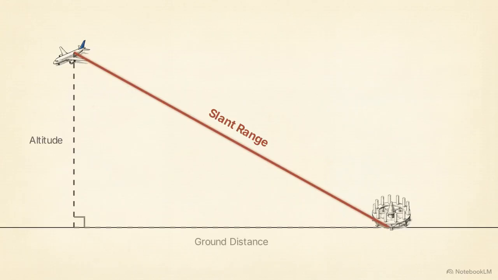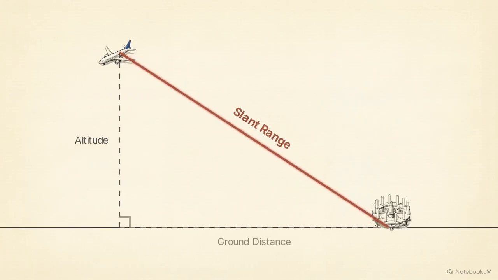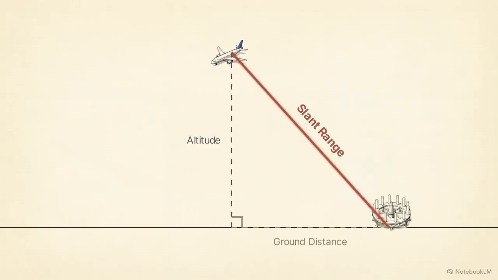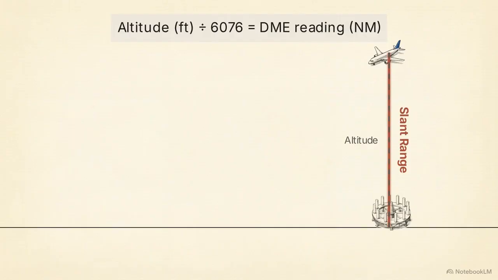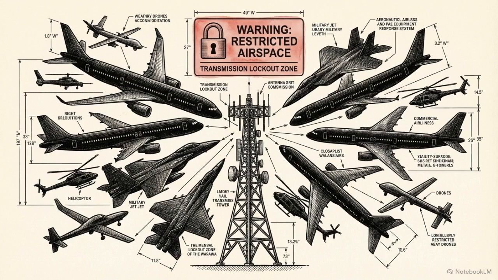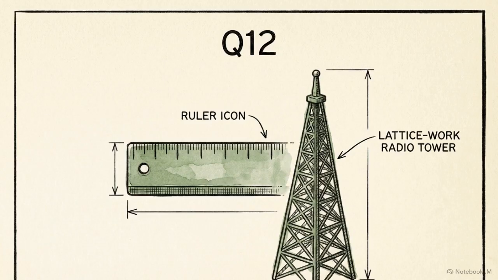Because of this geometry, slant range error reaches its maximum when the aircraft is directly overhead. You calculate this overhead reading by dividing altitude in feet by 6,076 to get nautical miles. The ground station has a hard processing limit. Once 100 aircraft interrogate the station simultaneously, it reaches saturation and activates DME Hold. Quadrant 3, Rapid Recall.